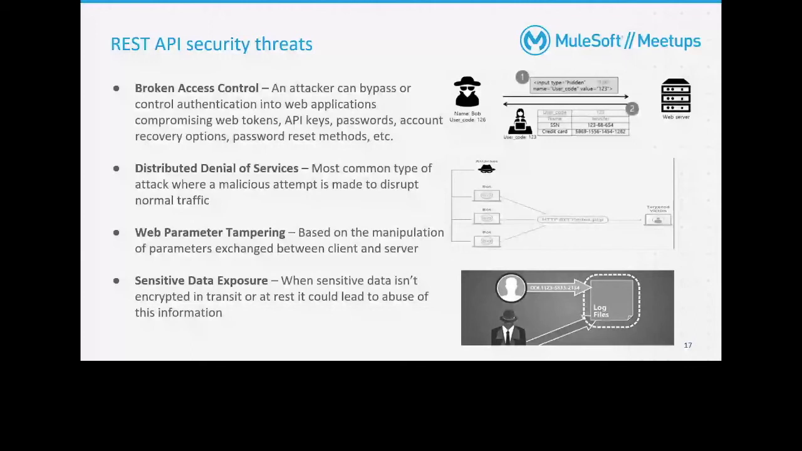So if you see the image, there's a user here, and he has a valid access to the end system. Instead of passing his own user code, he's passing some other random user code, and he's getting details about some other user or user 123. Just an example to explain how the attackers can bypass the authentication methods. He has a valid access, but he's able to get data that is not intended for him.